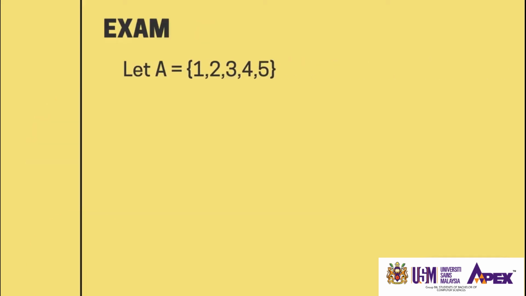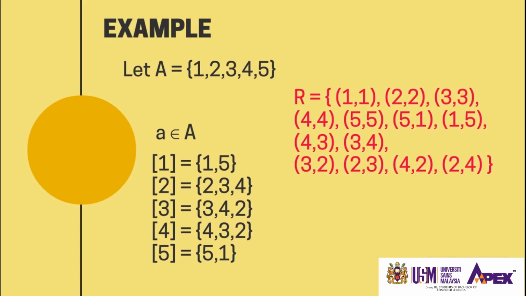And let's create an equivalence class for 1, 2, 3, 4, and 5. So first thing to do is we look at what value is related to 1. So we get 1 and value 5. We look at what values relate to 2, so we get 2, 3, and 4. And the values that relate to 3 are 3, 4, 2. And the values that relate to 4 are 4, 3, 2. And 5 is 5 and 1. So what we construct here is the set of values of each equivalence class.